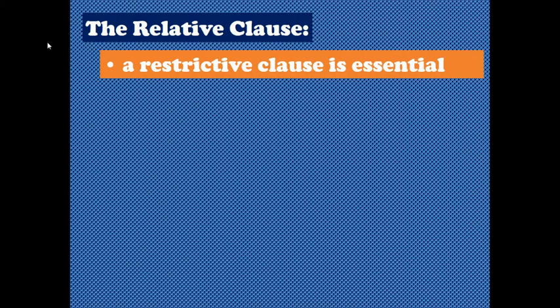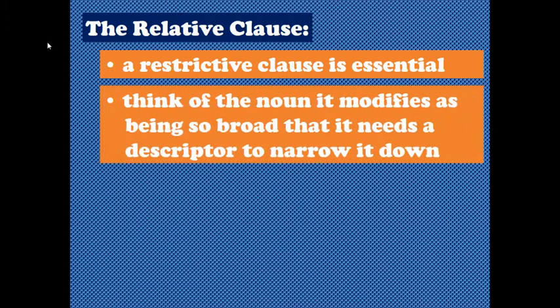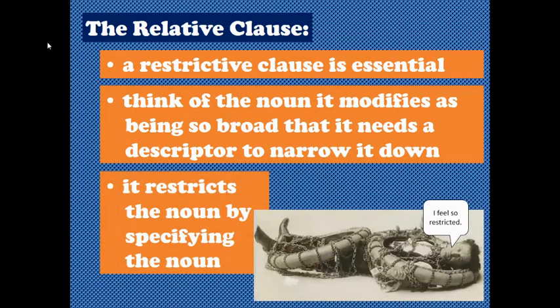So looking at our notes on restrictive clauses, when we talk about it being restrictive, we're saying that it is essential. Think of it as the noun that it modifies as being so broad that it needs a descriptor to kind of narrow it down because it's too broad of a noun. So therefore, this clause restricts it by specifying the noun a little bit. All right, so those are all things you might want to write down in your notes. Let's take a look at our two example sentences.